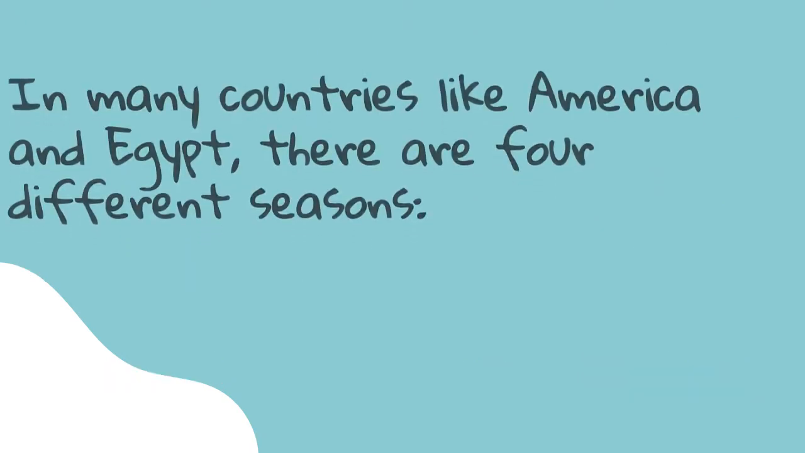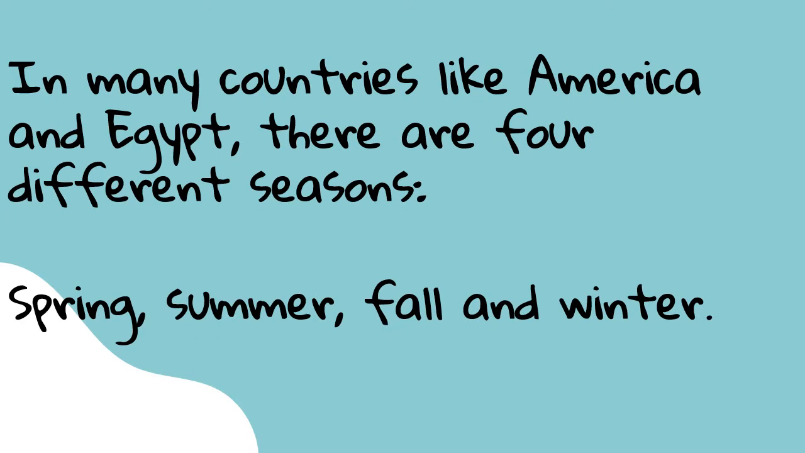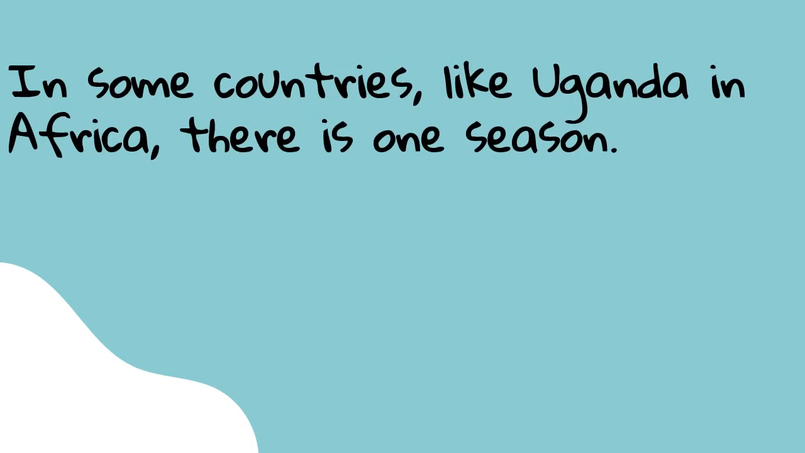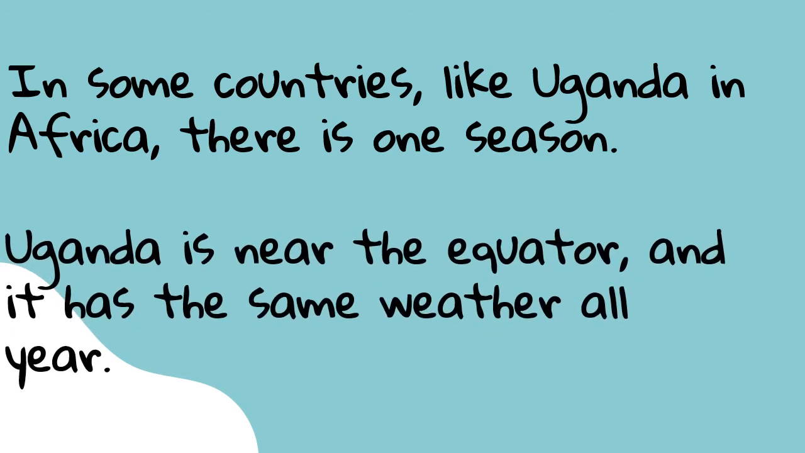In many countries like America and Egypt, there are 4 different seasons: spring, summer, fall, and winter. In some countries like Uganda in Africa, there is one season. Uganda is near the equator and it has the same weather all year.